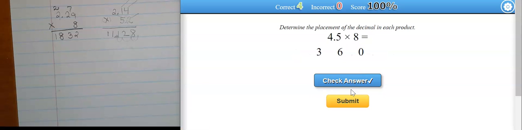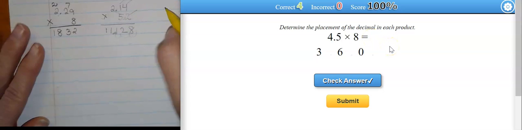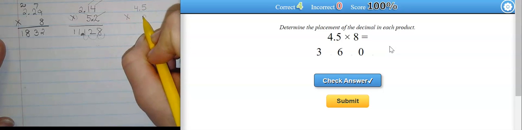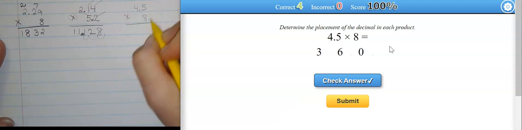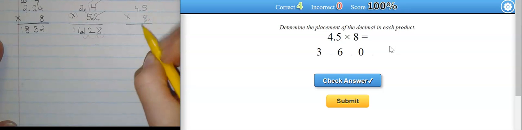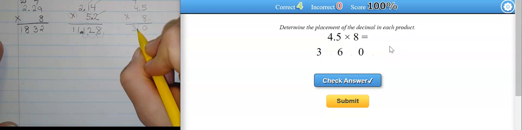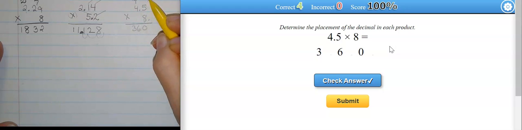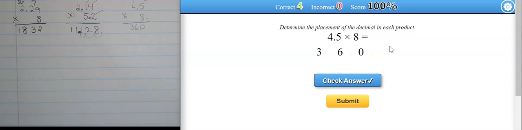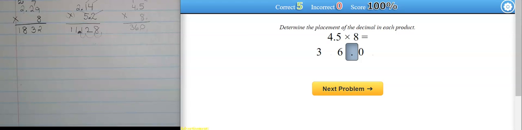One more to do as a model. 4 5/10 times 8. This is exactly how you would set up this problem with the 4 5/10 on top. 8, even though the decimal is here, it doesn't matter. The 8 is a single digit. It goes on the bottom. You multiply everything through. 5 times 8 is 40. Carry the 4. 4 times 8 is 32, plus 4 is 36. And then you see that there is only 1 digit past the decimal. So you put your decimal right here. And that's how you get all 5 of those correct.